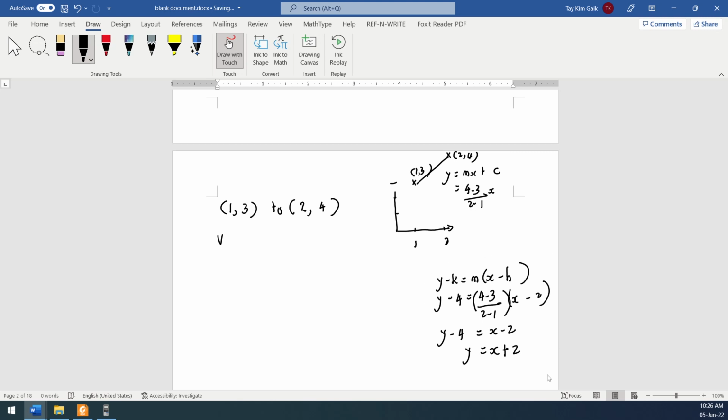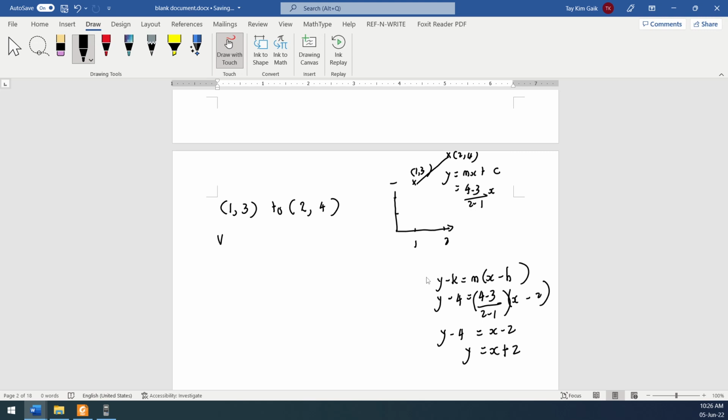This is the linear equation technique that you learned in secondary school: y equal to x plus 2. You can check back. When x is 2, 2 plus 2, you get y is 4. When x is 1, 1 plus 2, you get 3. So the equation is correct. This uses the straight line equation y minus k equal to m times x minus h, or y equal to mx plus c. C is the y-intercept, but in this case you don't have the y-intercept, so better you use this formula. Another technique, you can extend it to 3D space, meaning you have x, y, z points.